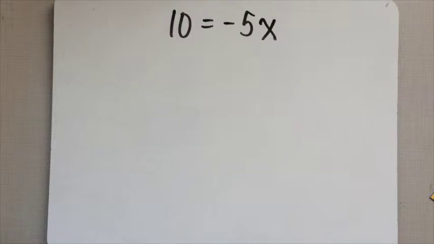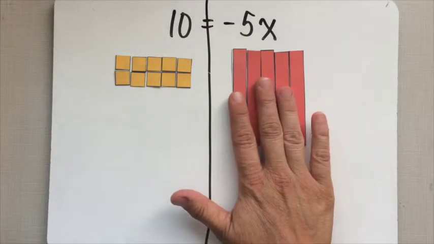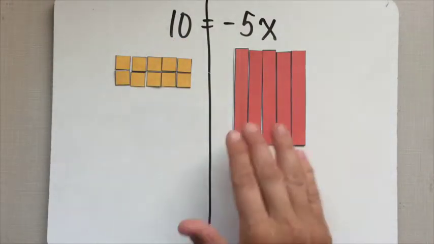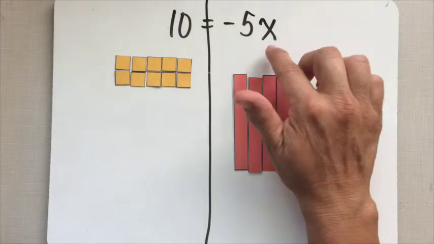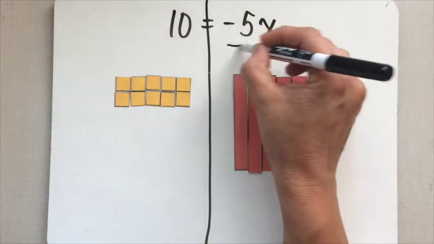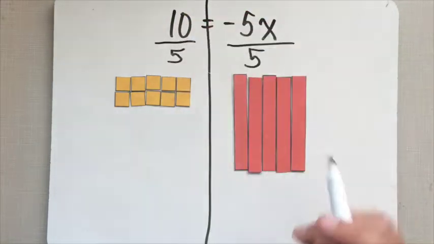A little bit trickier. 10 is equal to negative 5x. Please pause the video, give it a try, start it back up when you're done. All right, did you put 5 negative x's on one side and 10 positive ones on the other? Hopefully you're looking at the side with your variable and saying, well, I've got 5 groups of x, but I really only want 1 group. So I'm going to divide both sides by 5.